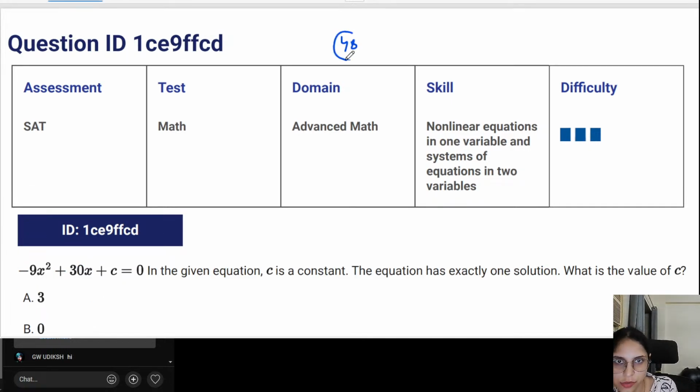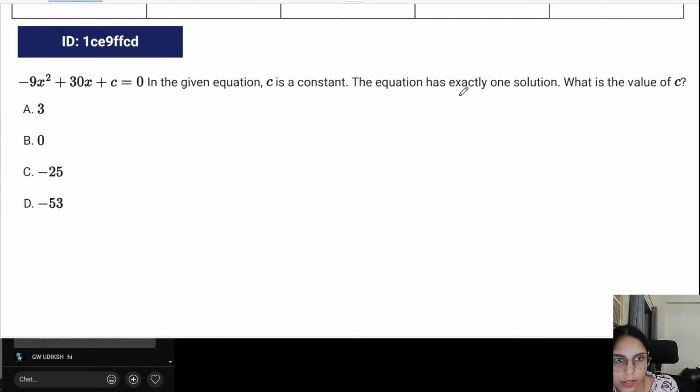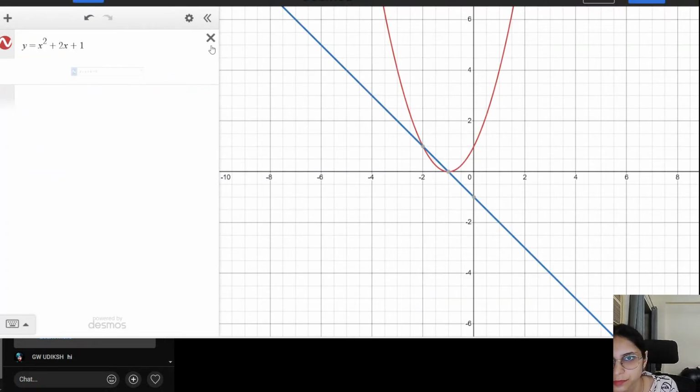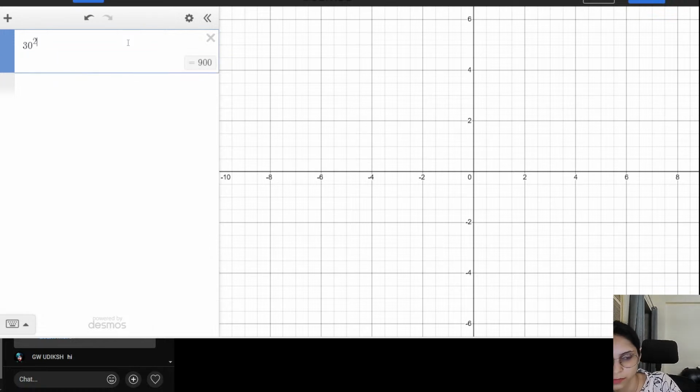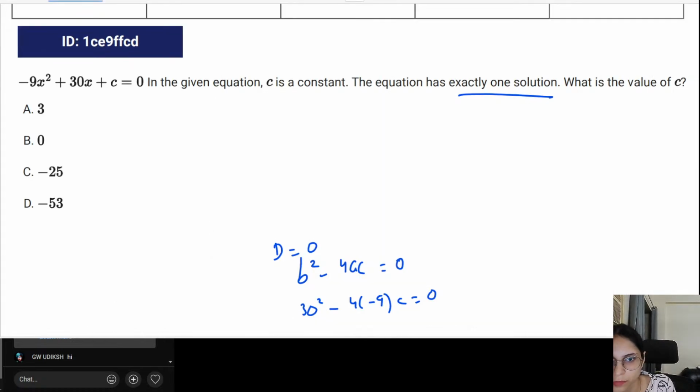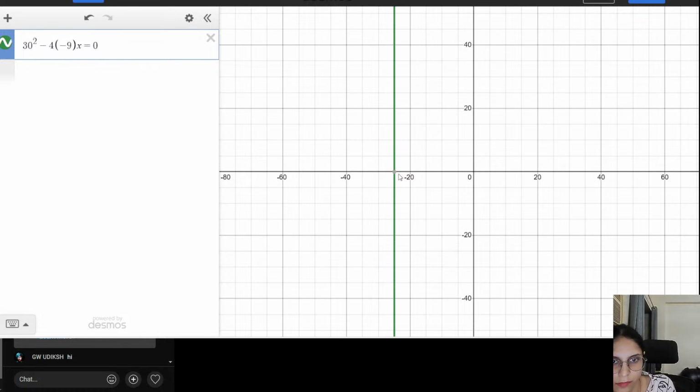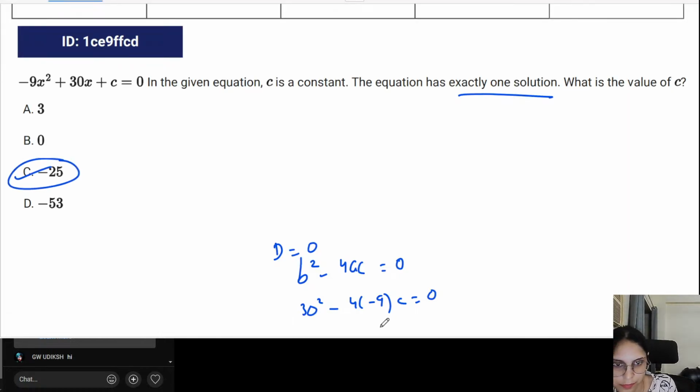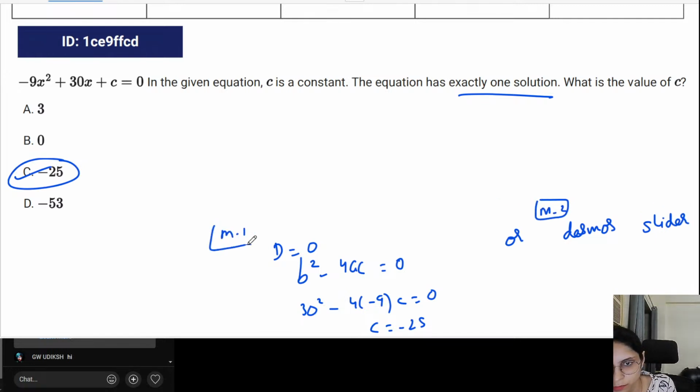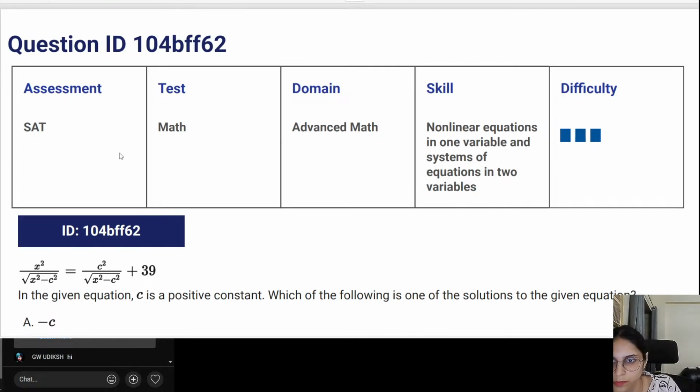Next is 48, exactly one solution. So exactly one solution means the discriminant has to equal 0. B squared minus 4ac is equal to 0. 30 squared minus 4 times negative 9, c is equal to 0. Negative 25. Or you can also use the Desmos slider. Yeah, this one we will see in square root.